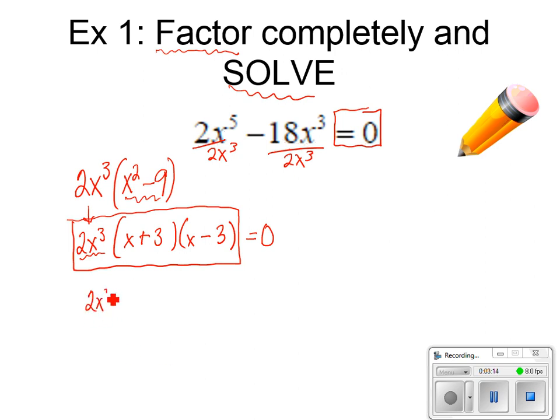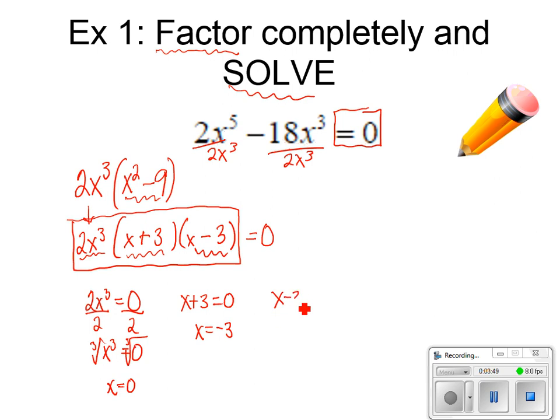So 2x cubed equals 0. Divide both sides by 2. x cubed equals 0. The opposite of cubing is cube rooting, so I'm going to cube root both sides. The cube root of 0 is just 0, so x equals 0 here. Then I can set x plus 3 equal to 0, and x is going to be negative 3. And I can set the other factor equal to 0, and x would be 3.